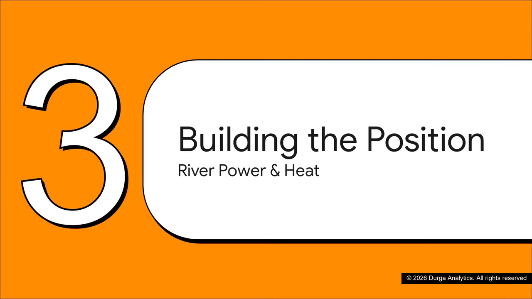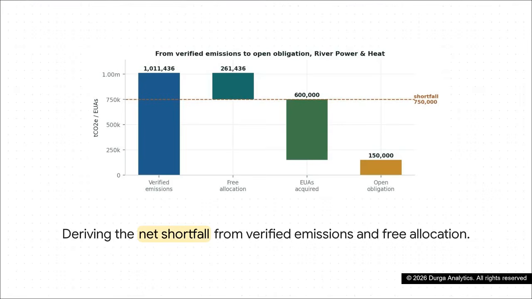Okay, Section 3. Let's talk about building the compliance position. Let's see how this actually builds on a real desk using our reference installation for the program, River Power and Heat. You start with a raw exposure, in this case, just over 1 million tons of verified emissions. From that massive number, we subtract the free allocation the installation receives, which is roughly 261,000 EUAs. The difference between those 2 numbers is your true exposure.